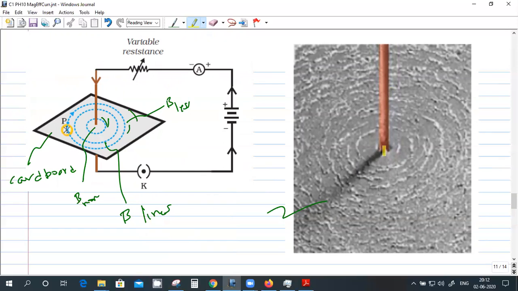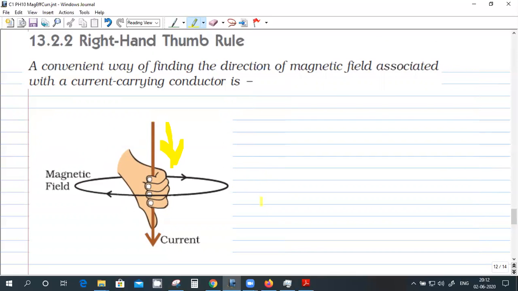I have to hold the wire in my hand so that the thumb is in the direction of current, and the direction of the magnetic field is along the fingers; it will form a circle. So this is a rule for getting the direction of the magnetic field. Here the current is downward, the thumb is downwards, and the direction in which the fingers curl is this way. It relates these two directions, thumb and fingers. One is the current, the other is the magnetic field.